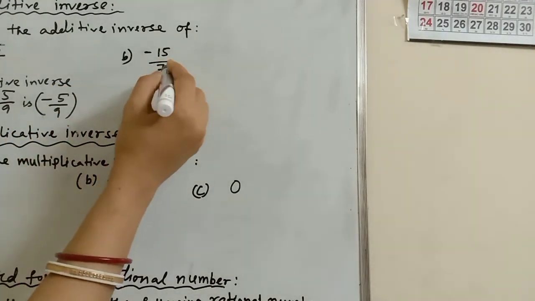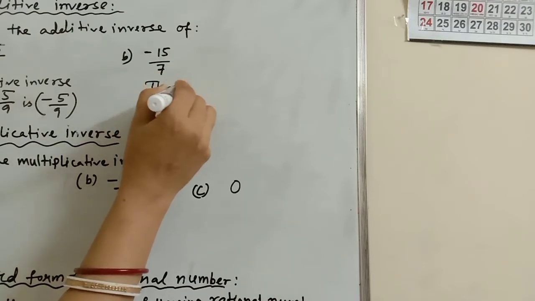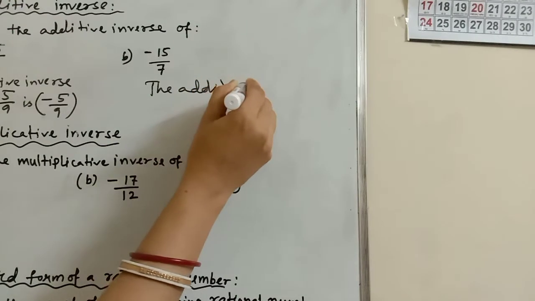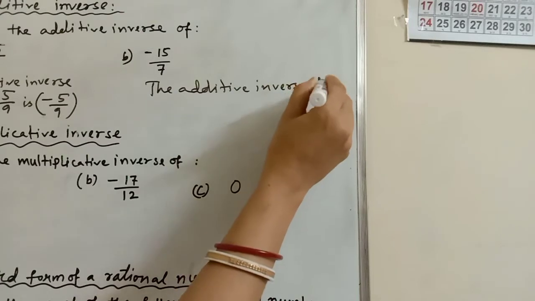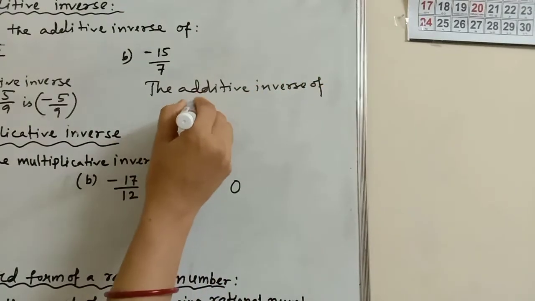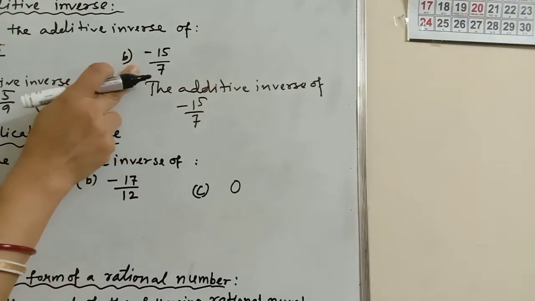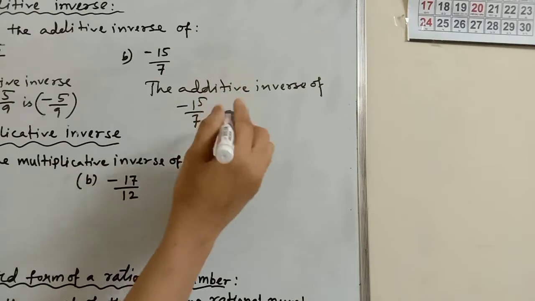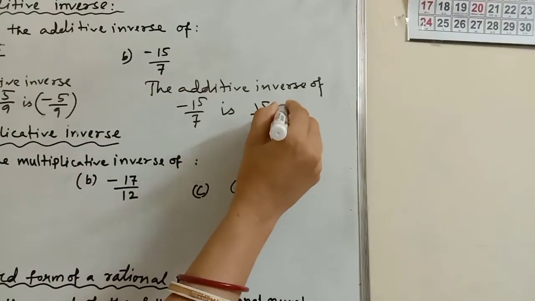So what is the additive inverse of minus 15 by 7? You know it is a negative rational number, so you have to write the same rational number with the opposite sign, that means positive sign, which is 15 by 7.